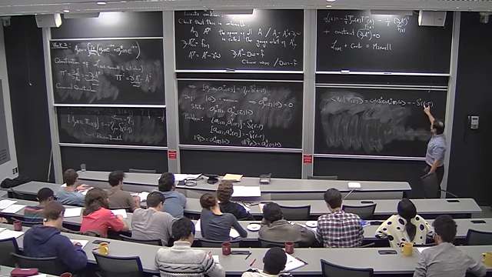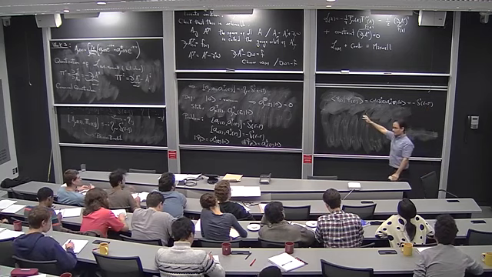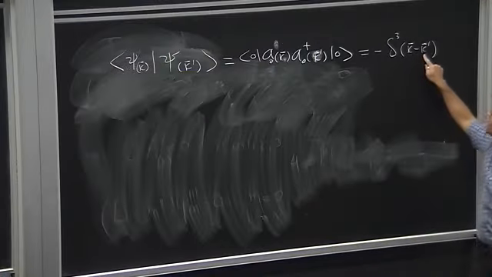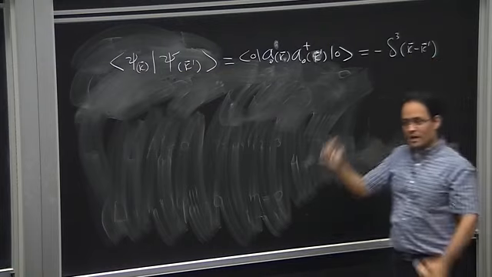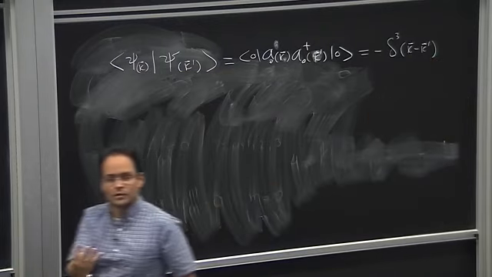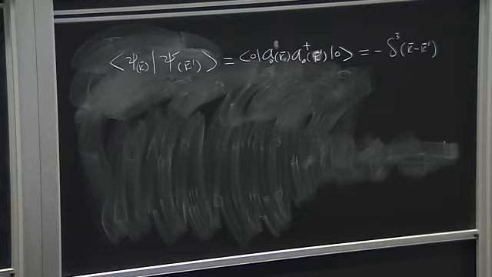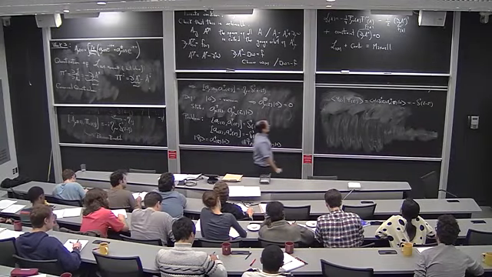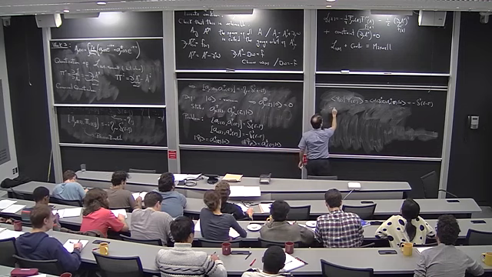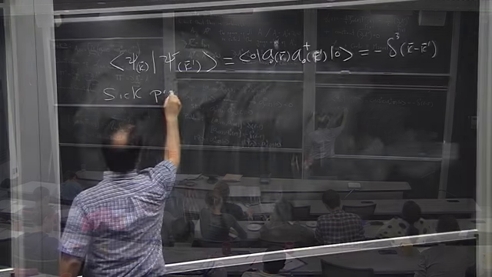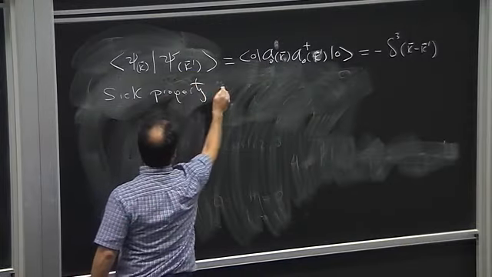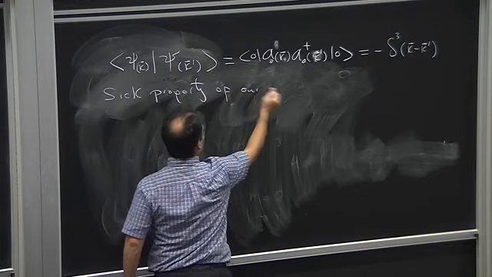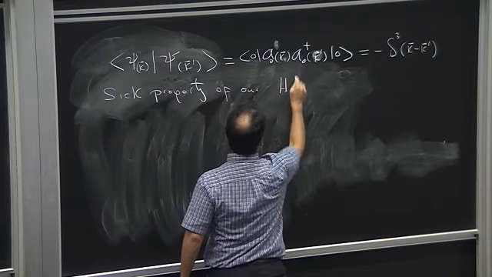Well, the problem is that this is a distribution that has support when k is equal to k prime. But at that point, this is supposed to be the norm of this object, and we're getting a negative norm. So that is a very sick property of our Hilbert space.